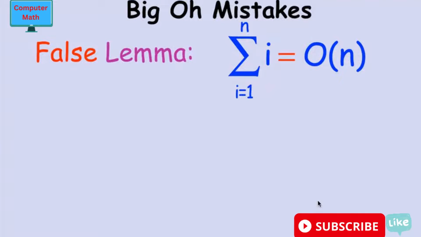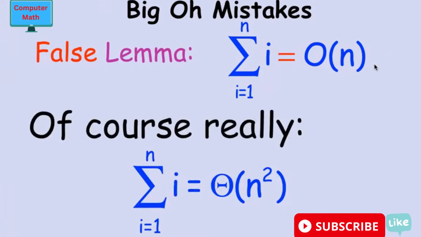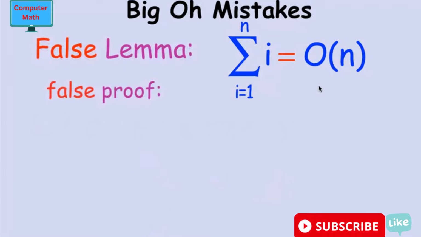Another example of the kind of nonsense that you see, this is a stretch, but let's look at it as a reminder of things not to do. I'm going to prove to you that the sum from i equals 1 to n of i, that is 1 plus 2 plus 3 up to n, is O of n. Now, of course, it's not. We know that the sum of the first n integers is n times n plus 1 over 2, which is O of n squared, theta of n squared, actually. So I'm going to prove something false. Watch carefully how I do it.